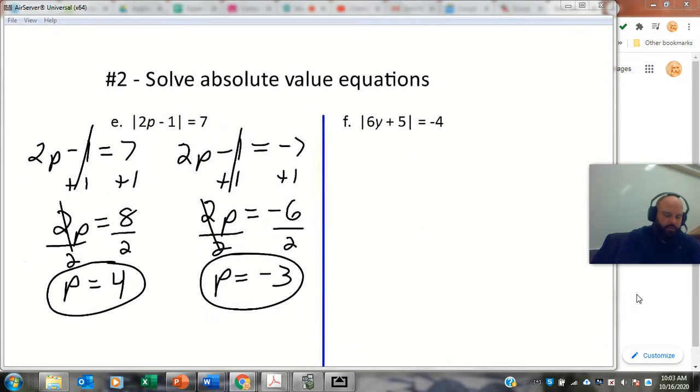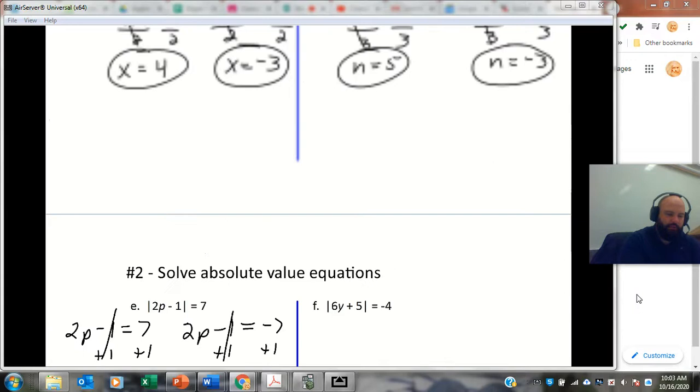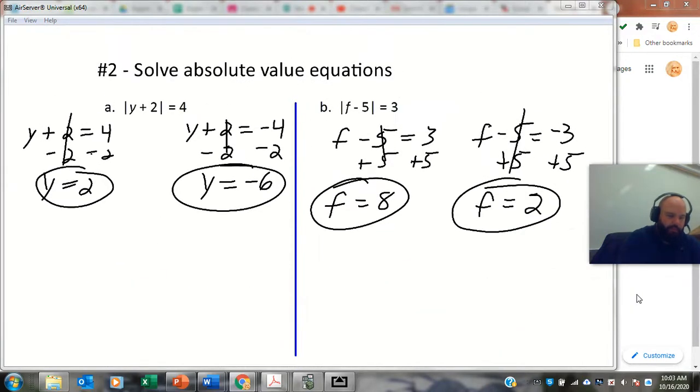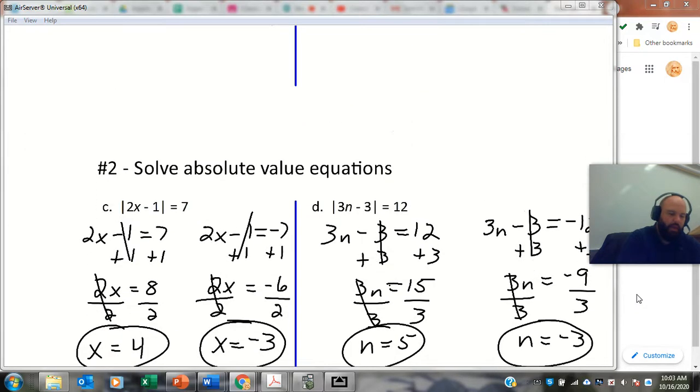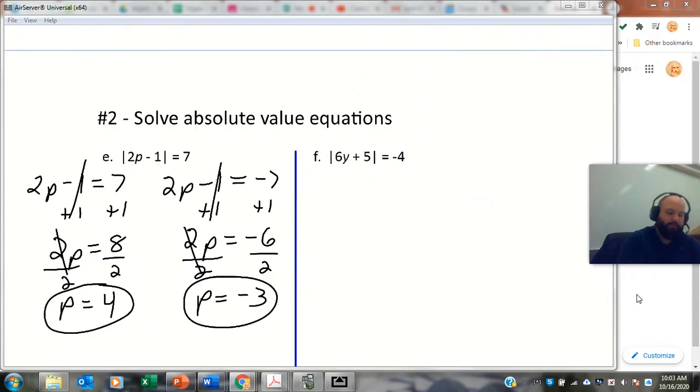Okay, so the last one that we're going to do is part F. Now, this one is tricky, and here's why. I want you to go back and look at the first 5 that we did. If you look at this equation right here, the absolute value of the stuff equals a positive 4. Over here, the absolute value of f minus 5 is a positive 3. If you look in part C, the absolute value of 2x minus 1 is 7, positive 7. Part D, the absolute value of 3n minus 3 is equal to 12. Part E, the absolute value of 2p minus 1, that equals 7.